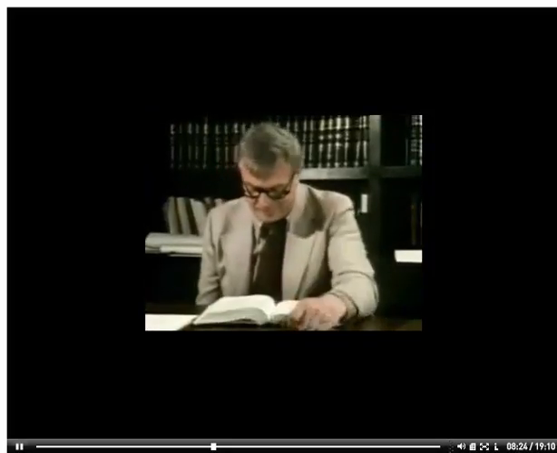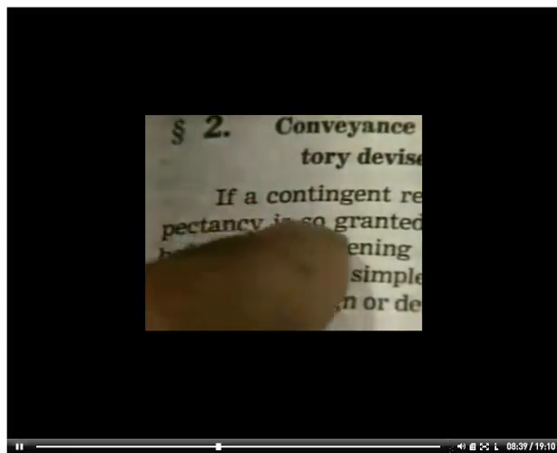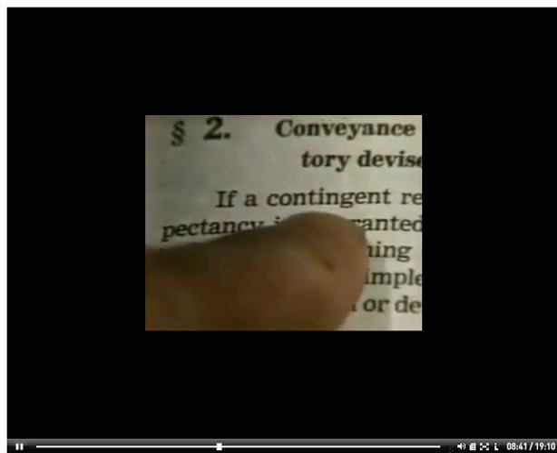Contingent remainder is sell it, sign it, deliver it, or anything subject to the contingency.